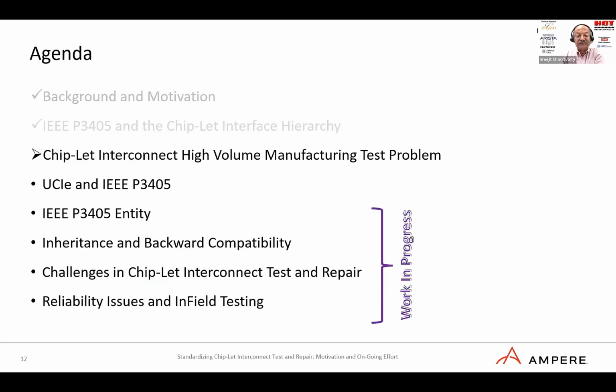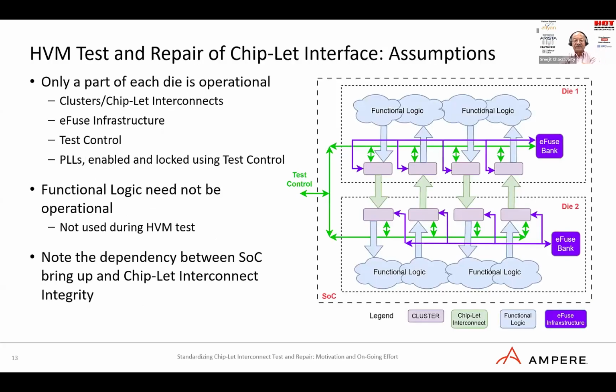Now let's look at what we mean by high volume manufacturing. Let's get back to this figure here. When we start testing the entire SoC, we have to ensure before we do anything that those interconnects are working. So at that point, very little of the die is up and working.